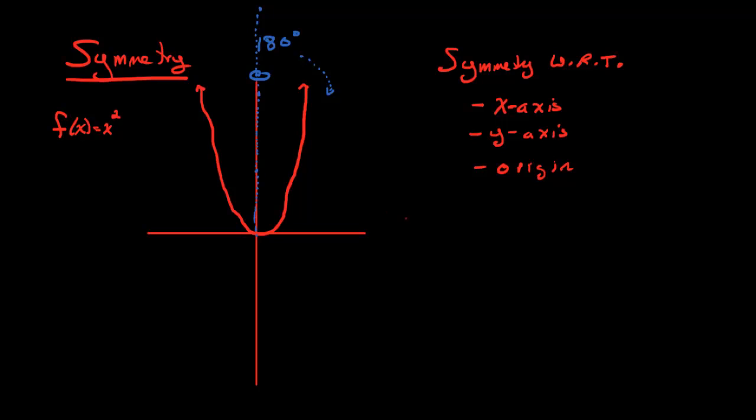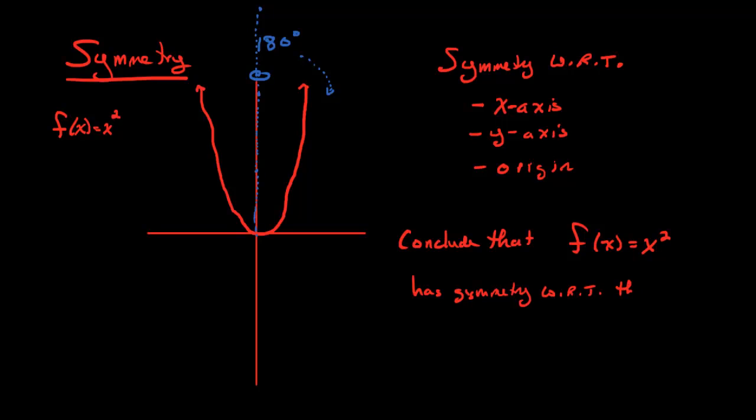Therefore, we can conclude that f of x equals x squared has symmetry with respect to the y-axis. So this function has symmetry with respect to the y-axis.